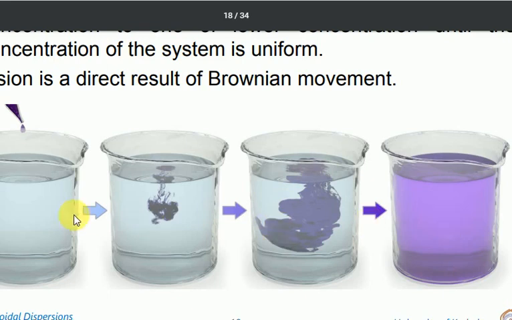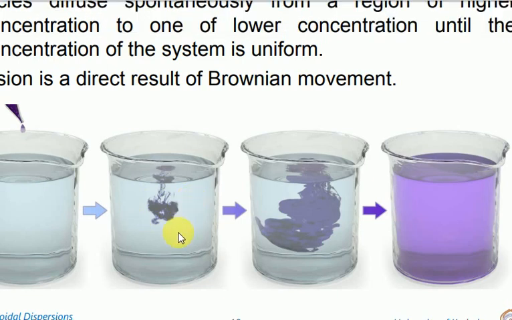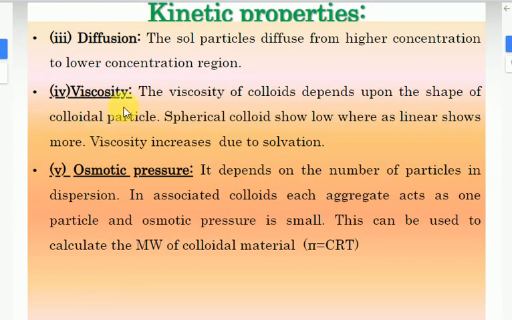Why does this happen? Remember one point: in water the particles are always in continuous motion. Because of this continuous motion of the particles, the color spreads easily. This phenomenon is because of the kinetic energy of the colloidal particles only. Next one is viscosity. The viscosity of colloids depends upon the shape of the colloidal particles. A spherical colloidal particle shows low viscosity, whereas a linear one shows high. Generally viscosity depends upon the size of the colloidal particles. Colloidal particles are macromolecules, they have large size. Next one is osmotic pressure.